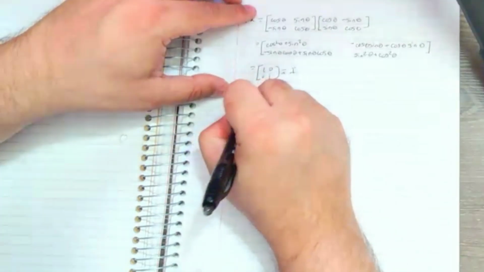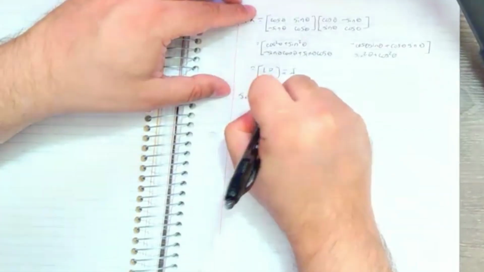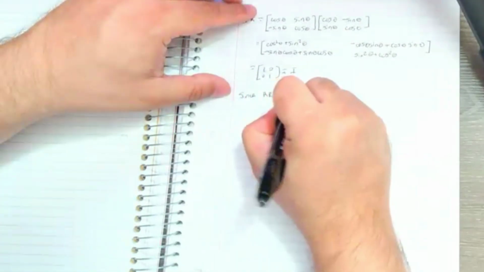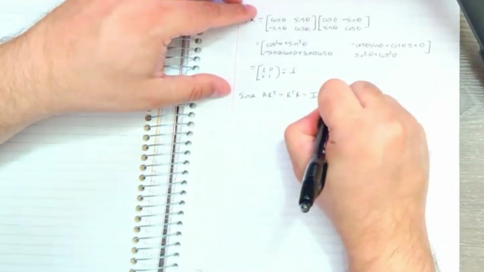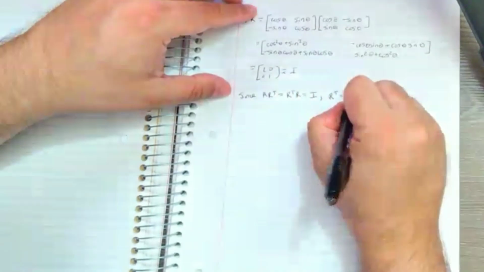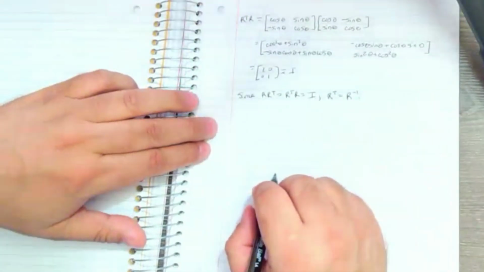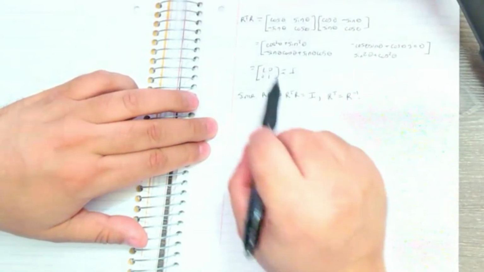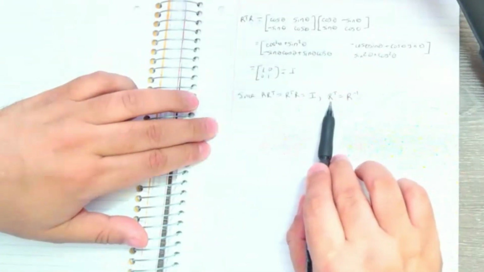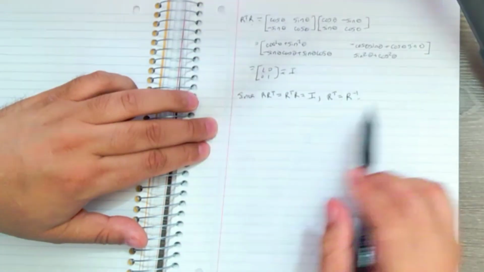So since R times R transpose is the same as R transpose times R, which is the identity matrix, the transpose of R is the inverse of R. And so if we want the passive transformation corresponding to the rotation R, then we use the transpose, which is the inverse of R.